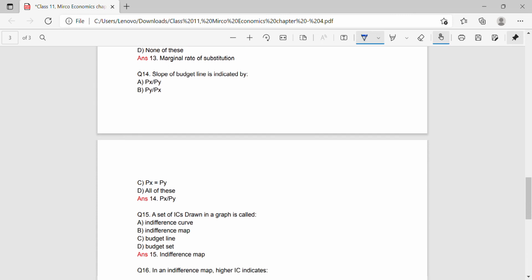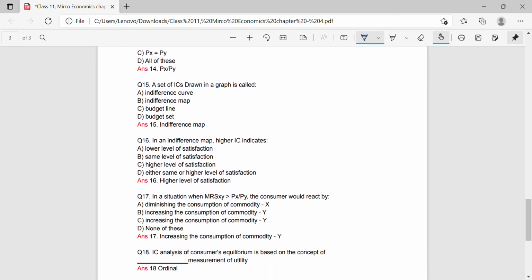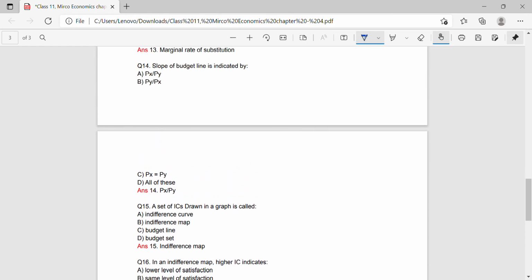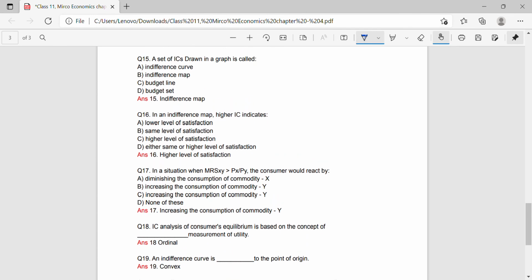Question 14. Slope of budget line is indicated by: option A, P of X by P of Y. Option B, P of Y by P of X. Option C, P of X is equal to P of Y. Option D, all of these. And the correct option is option A, P of X by P of Y. Question 15. A set of ICs drawn in a graph is called: option A, indifference curve. Option B, indifference map. Option C, budget line. Option D, budget set. The correct option is option B, indifference map.